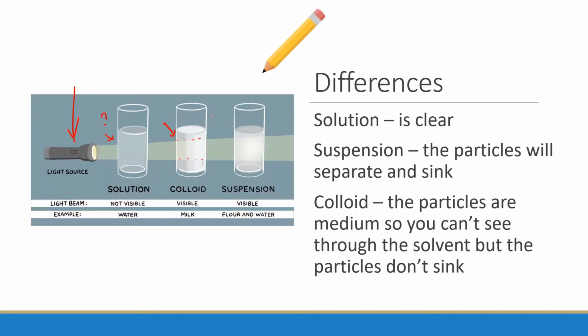And what happens with a colloid is the particles are medium, so you can't see through the solvent. Just like how the light can't easily get through the colloid, you can't easily see through a colloid. You can't easily see through milk. You can't easily see through tomato sauce. It's just the way that things go.